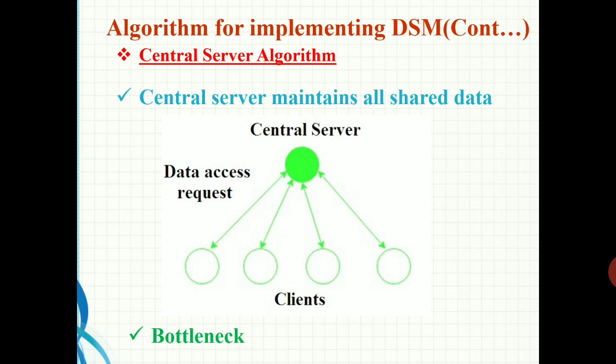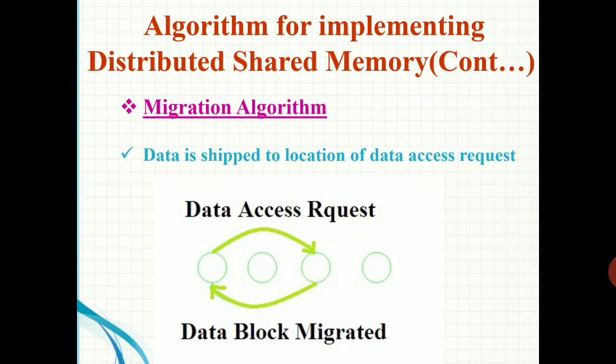This distribution can be done based on address or by using some mapping function to locate the appropriate server. That is one idea: distributing the data among several servers based on address. From this address to this address, one server or node handles those particular addresses, or we use some function to locate the appropriate server. That is about the central server algorithm. Then we come to the next algorithm, the migration algorithm.